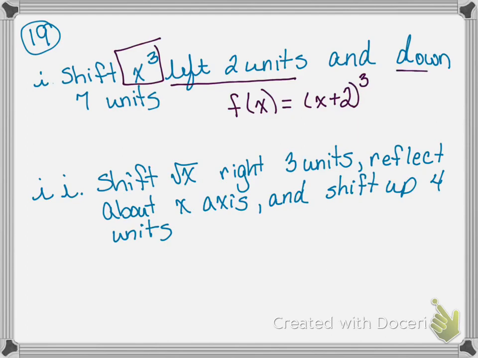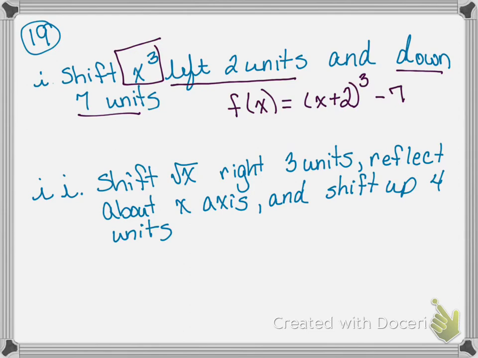Now, we want to go down 7 units. So that is an up and down movement, and that is always true to value. And so we would write that as negative 7. So our left to right movement is opposite in value. Our up and down movement is true to value. So this is f of x equals (x plus 2) cubed minus 7. And our parent function here is x cubed.